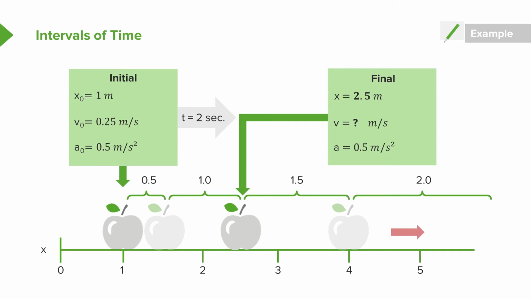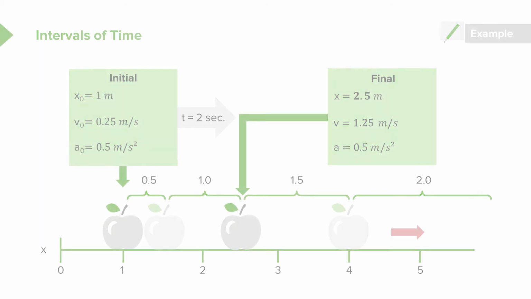Looking at our graph on the bottom, you can see that the new position of our apple is at 2.5 meters, and it has a new velocity, which we'll be able to solve using the equations we'll get to soon. Turns out to be 1.25 meters per second, and in this case has the same acceleration because we've just kept the acceleration consistent through this entire time interval.